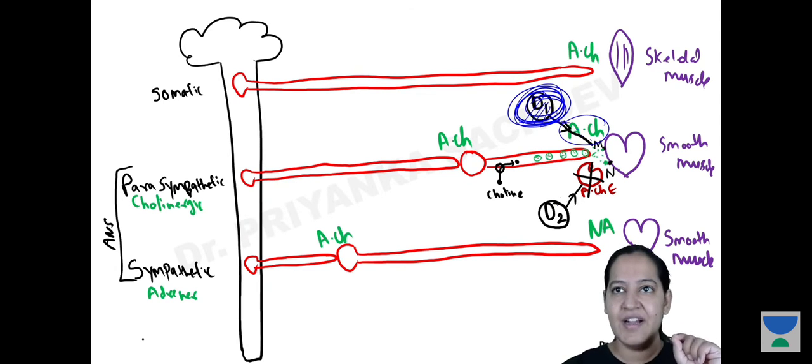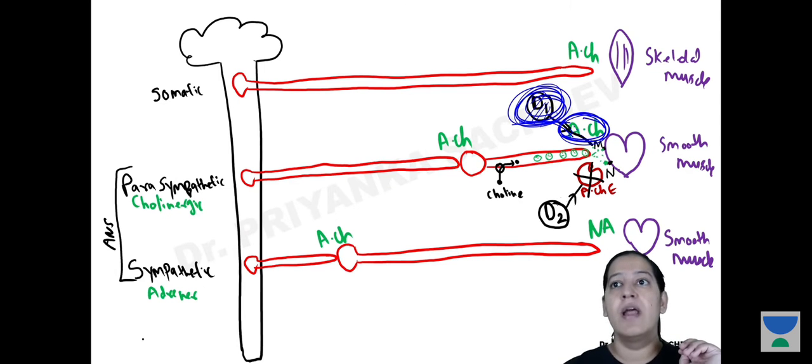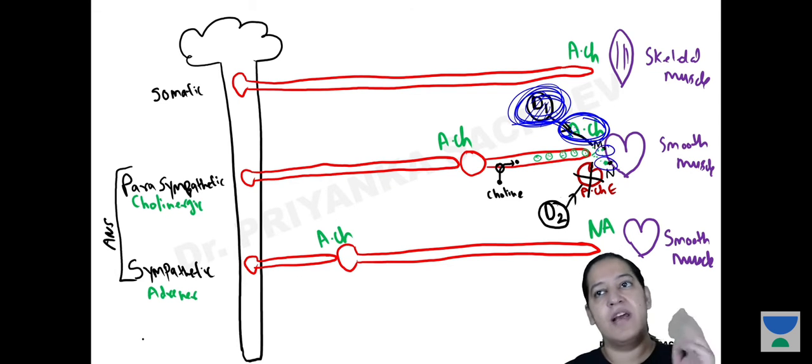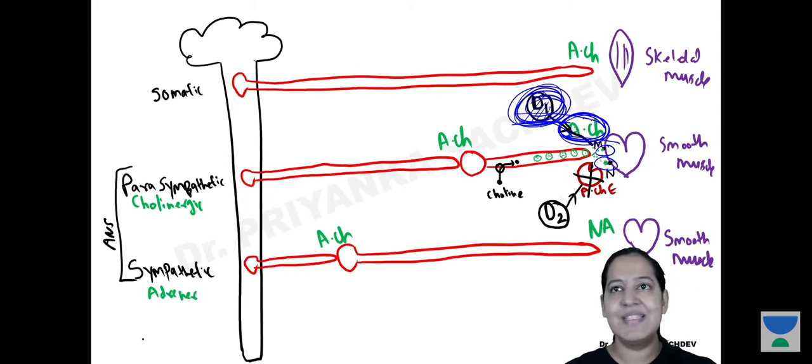So if I take a tablet of such a drug, it will go inside me, be absorbed, and go into my blood. Since it is structurally similar to acetylcholine, it will bind to nicotinic and muscarinic receptors, and it will do the same action as acetylcholine was doing. So this drug is very simple in action.